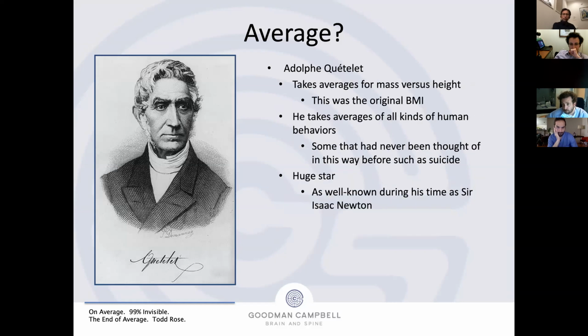So he takes this to all sorts of things. He makes a ratio of height versus weight, which was actually the original BMI, that's where body mass index comes from. And he takes averages of all kinds of other behaviors, some that had never even been thought of, such as the average suicide rate in a population. He was a huge star, and during his time he was as well known as Sir Isaac Newton, which is either heartening or disheartening, depending on your perspective of what happens in science over the ages.